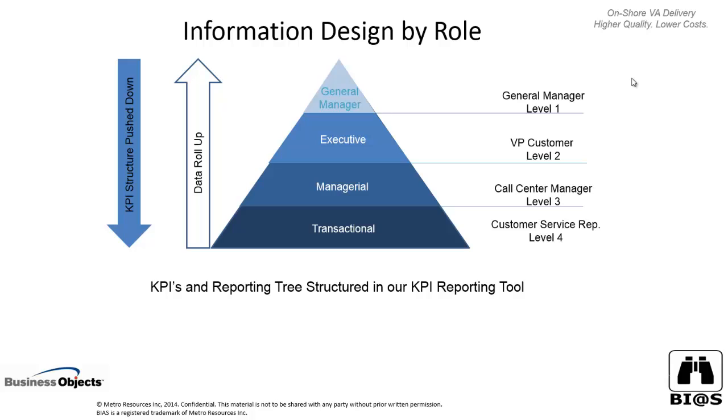You have, let's say, 4 levels within your customer organization, starting at the bottom with a CSR, aka Customer Service Rep, a very transactional position. Above that, your call center manager, then VP of Customer, and finally General Manager or President of the organization. The idea here is that the data rolls up from position to position, each one pulling from the role below them, and the KPIs get pushed down from the top level.